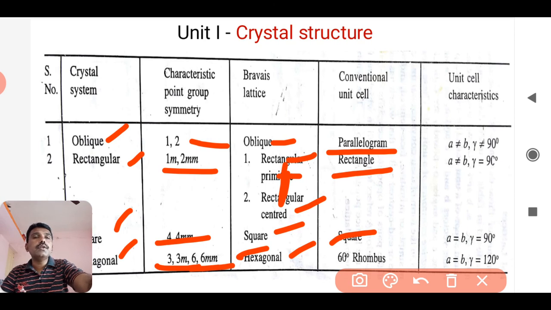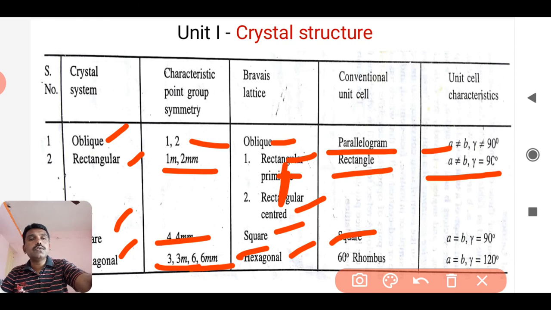And what characteristics each unit cell should have, we have discussed, and it is also given in brief. A is not equal to B, and the gamma angle between them is not equal to 90 degrees, as far as the oblique is concerned. For the rectangular, the two vectors A and B are not equal, but the angle between them is 90 degrees.